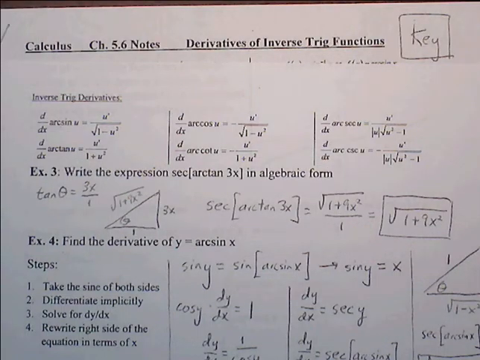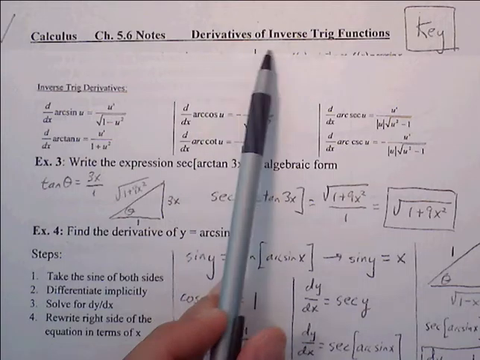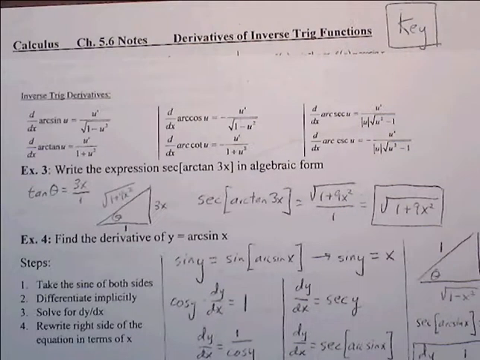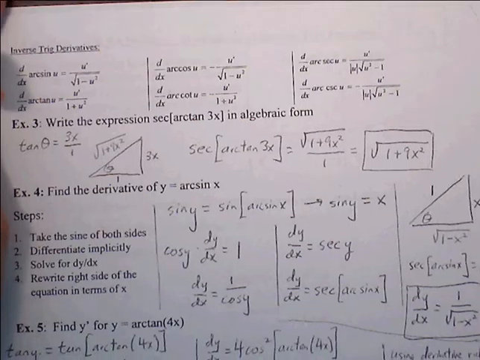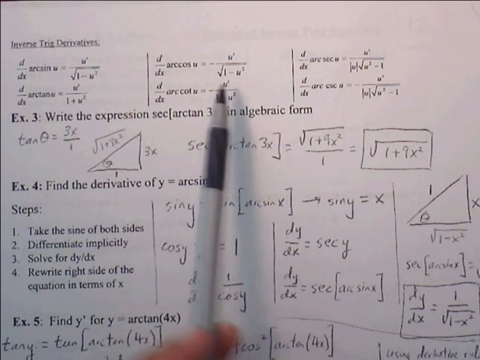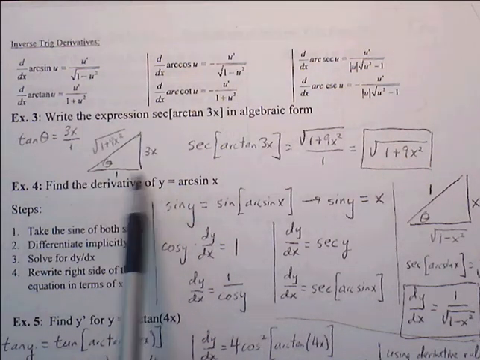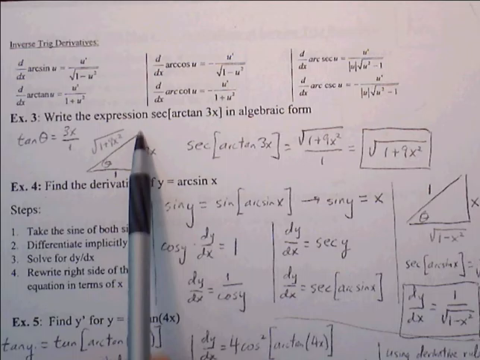We're continuing with the back page of the 5.6 derivatives of inverse trig functions notes. Looking at example 3 here: write the expression secant of arctangent of 3x in algebraic form. First we focus on what's inside the brackets to identify the side lengths of our right triangle.